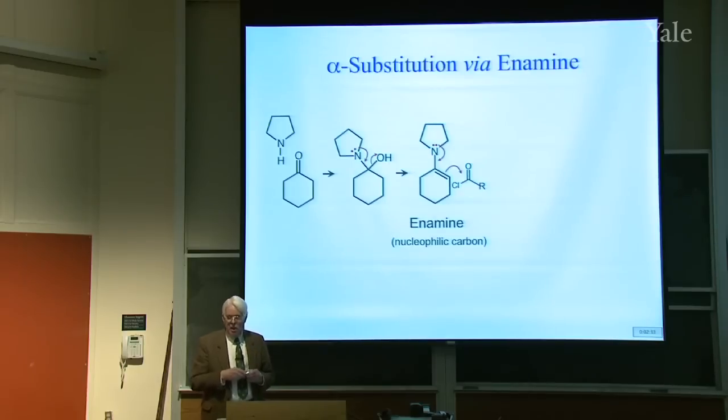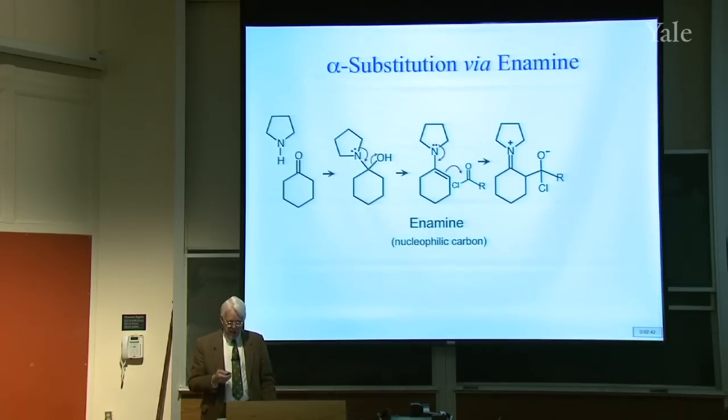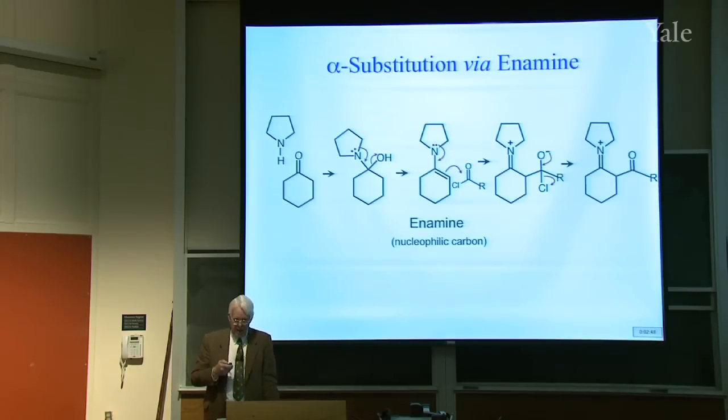For example, it can react with an acid chloride, right? So it's addition, association, and then dissociation of the chloride, right? And puts an acyl group on the alpha position. Now you can bring water in, right? And reverse the formation of the ammonium ion, right? And you get what you see there is a beta diketone.